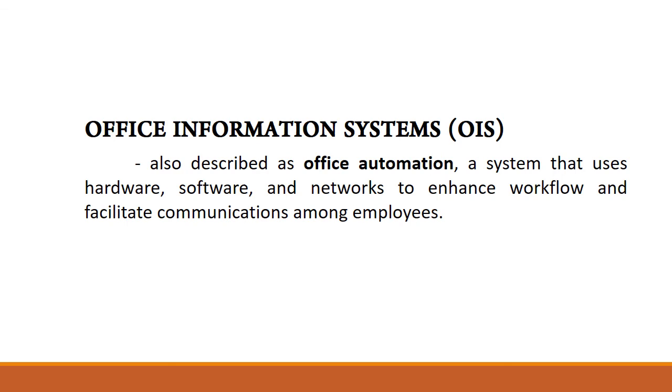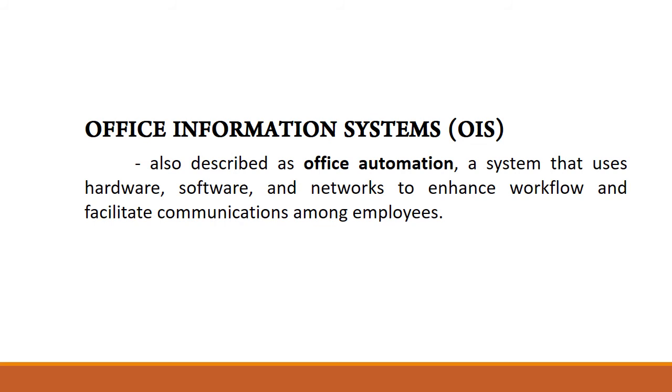The second category of an information system is the Office Information Systems, or the OIS. It is also described as office automation, a system that uses hardware, software, and networks to enhance workflow and facilitate communications among employees. An office automation system is a collection of communication technology, computers, and persons to perform official tasks. It executes office transactions and supports official activities at every organizational level.